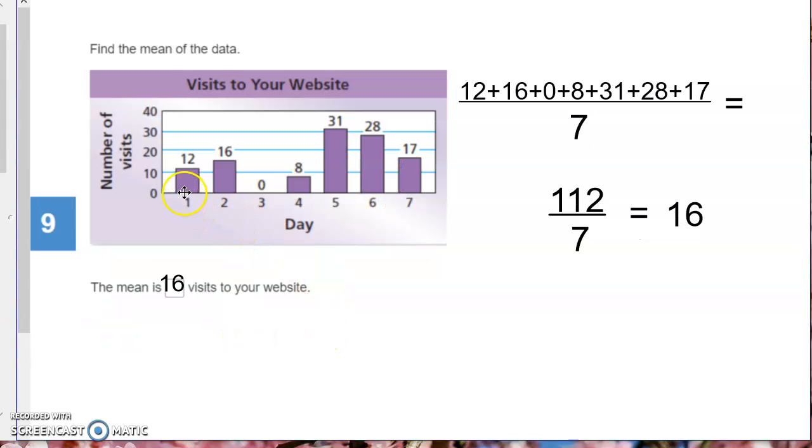Question number 9, again, you had to add all of those bars together, and you should get 112. 112 divided by the 7 days means that the mean visits to your website was 16 visits per day.